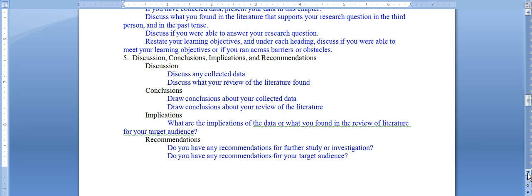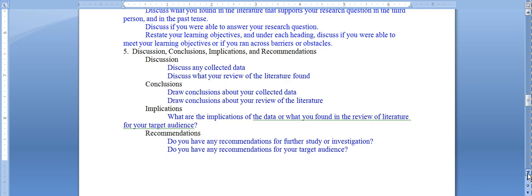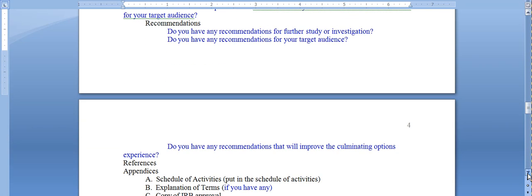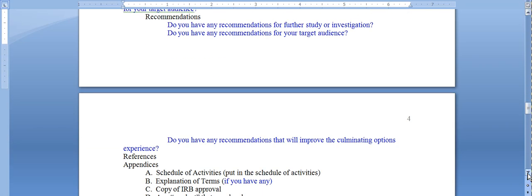Then in the recommendations, do you have any further recommendations for study or investigation, whether you do developmental, experimental, or observational research? And do you have any recommendations for your target audience? Do you have any recommendations that will improve this experience that you went through for either a mentor or the university? That would be helpful also.